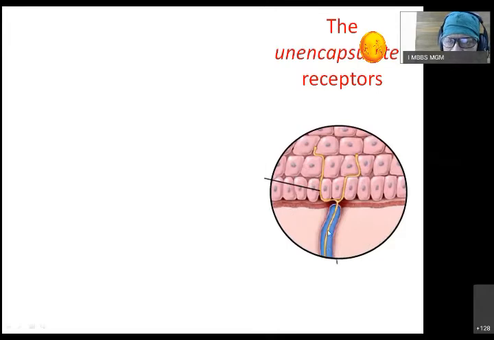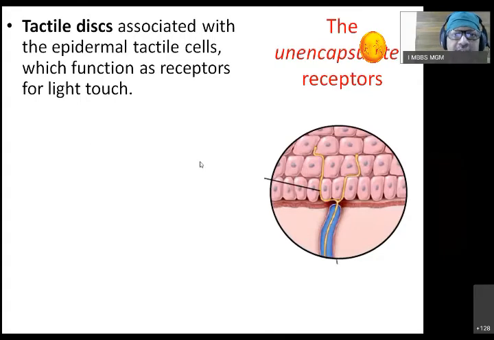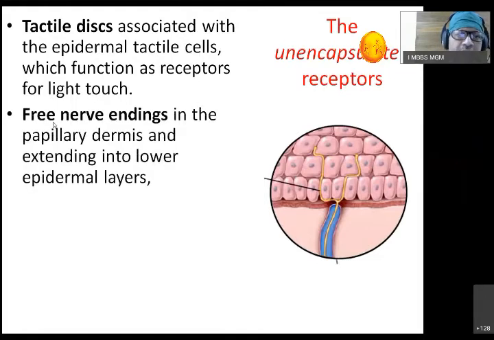You can see the yellow colored axon which crosses the dermis, and those axonal terminals go into the lower layers of the epidermis. This is a free nerve ending. So we start with the tactile disc associated with epidermal tactile cells, which function as receptors for light touch, that is Merkel cells. Then free nerve endings, especially the unmyelinated structure, end in the dermis, but their extension goes into the lower epidermal layer.